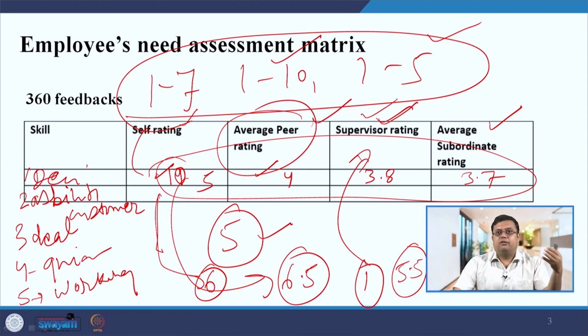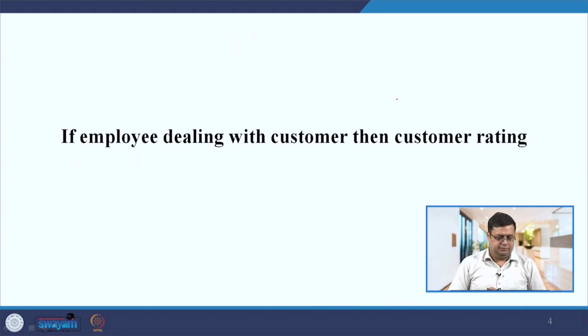So then you can give priority to those kinds of skills to develop first, and in the future you can think about some other skills also. That is how you can decide the priority for the various types of skills that you need to develop within the organization. That is how you can analyze the need of the employee and the need of the department for various types of developmental programs in the organization, right.